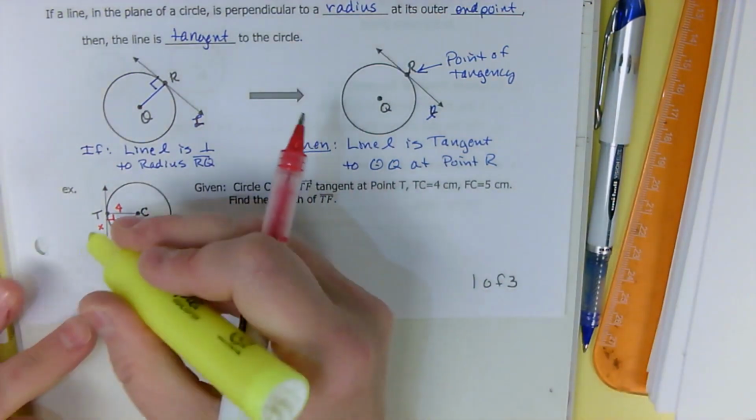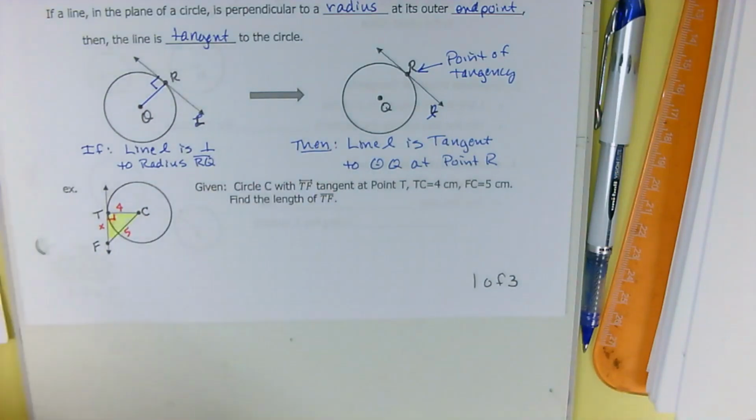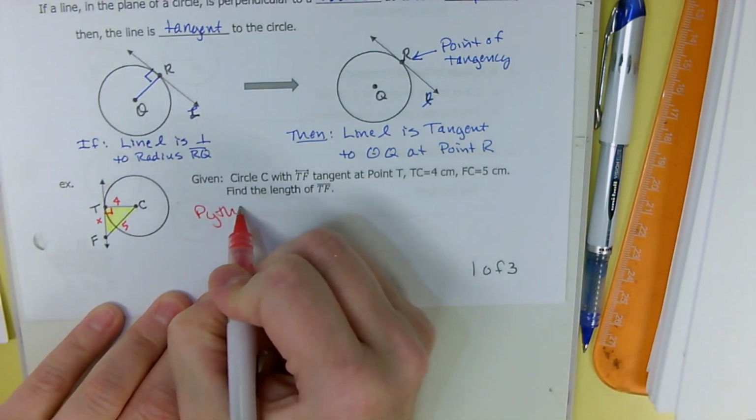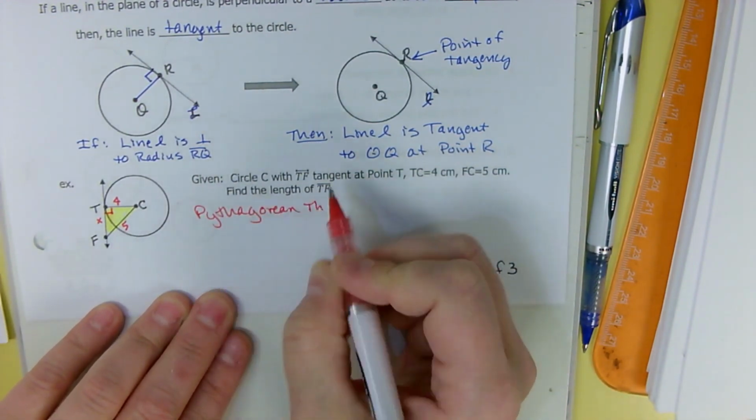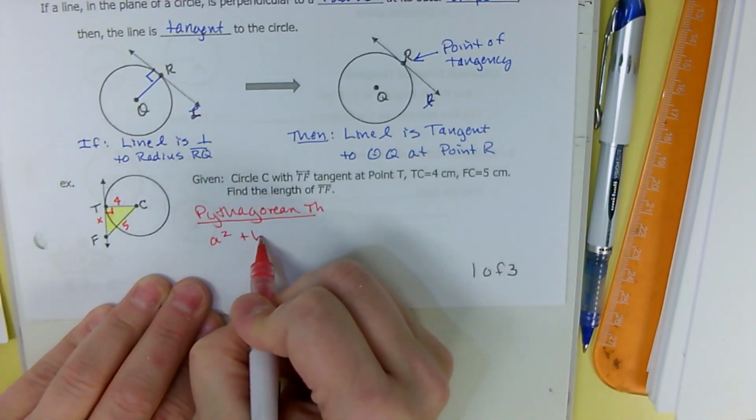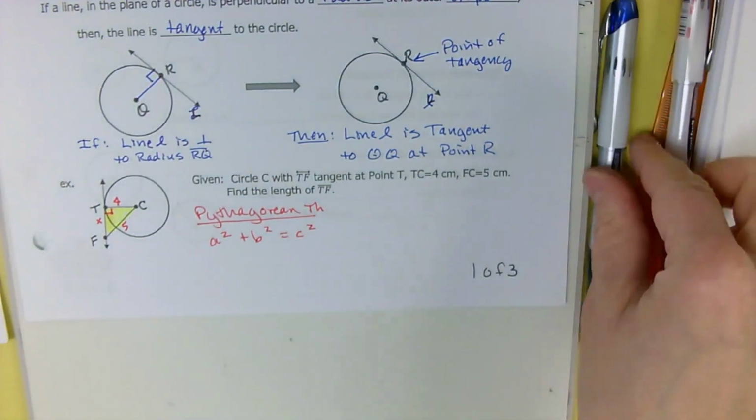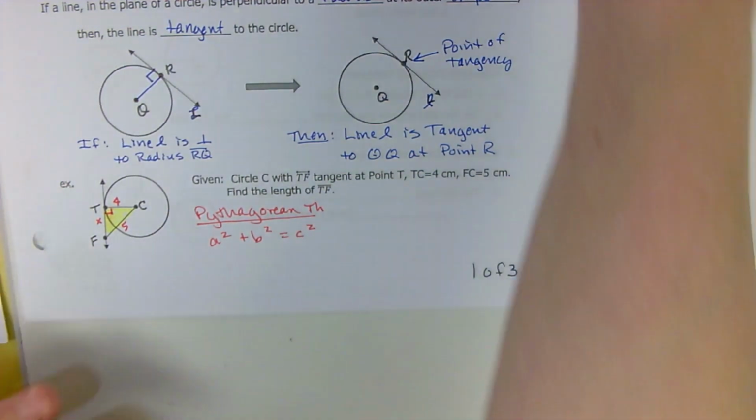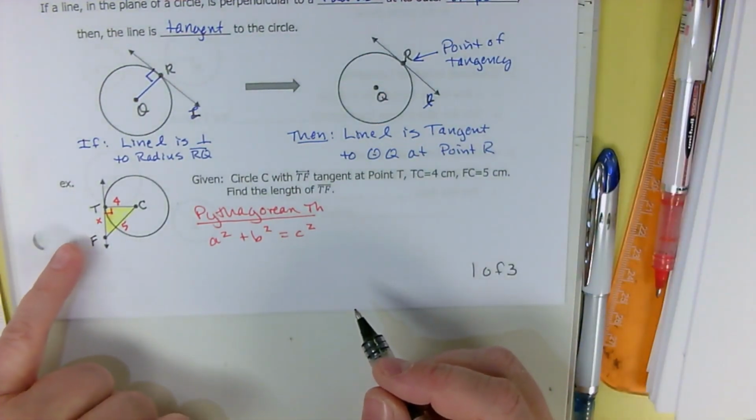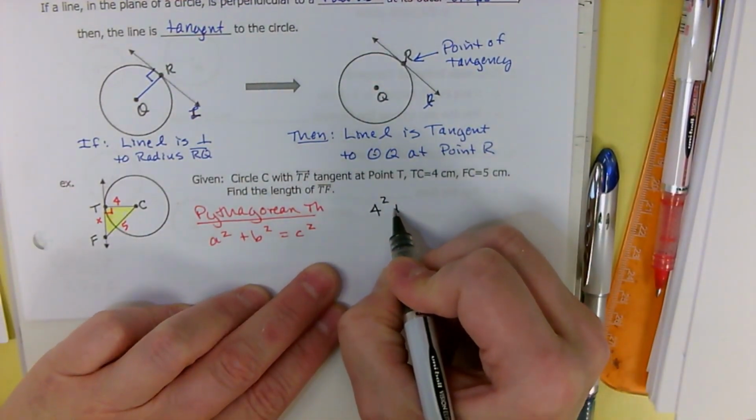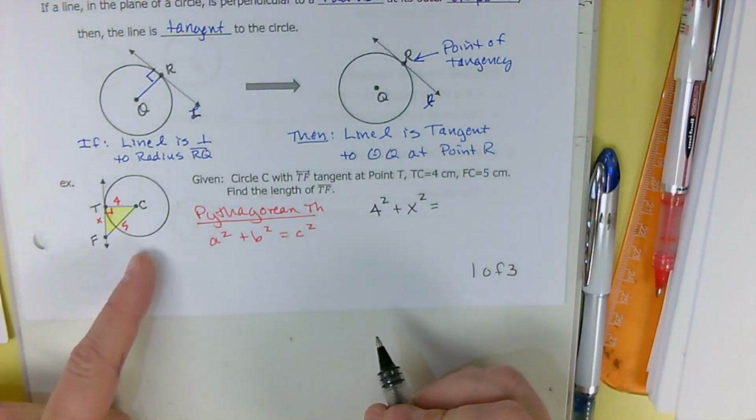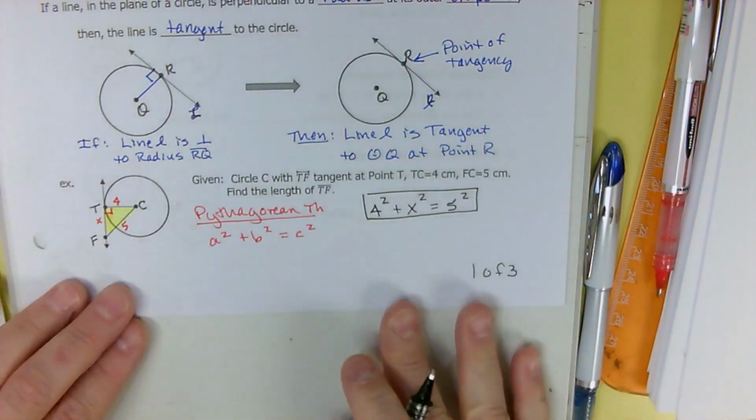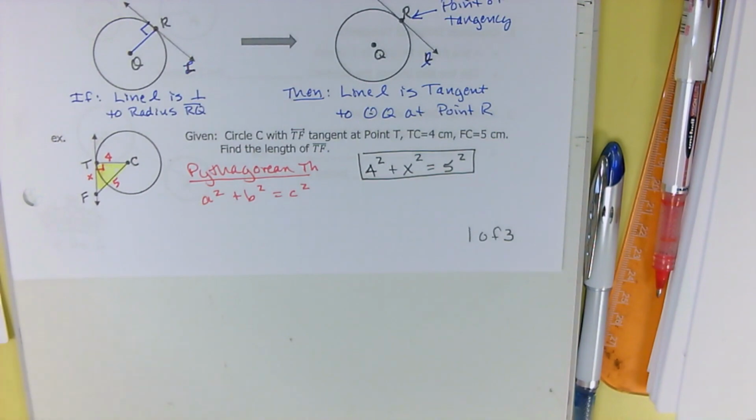Okay, so this little triangle right here is a right triangle, which means we can use the Pythagorean theorem, which of course is a squared plus b squared equals c squared, where c is always the hypotenuse, or the side opposite the 90. So filling in my numbers, my legs are 4 and x, so we're going to go 4 squared plus x squared equals, and the side opposite the 90 is the 5, so 5 squared. And we're going to solve for x.